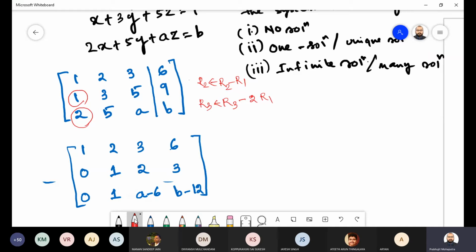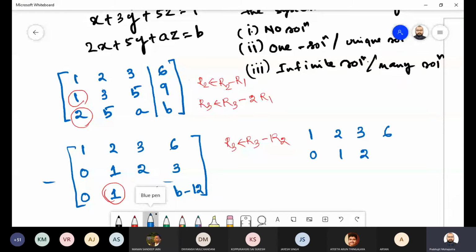Now what can you make 0? You can make this part 0. To do that, what do you need to write? You can write row 3 as row 3 minus row 2. So if you write row 3 minus row 2, then it becomes 1, 2, 3, 6, then 0, 1, 2, 3. We have a leading one here, and a leading one here. So you have to make this part 0.